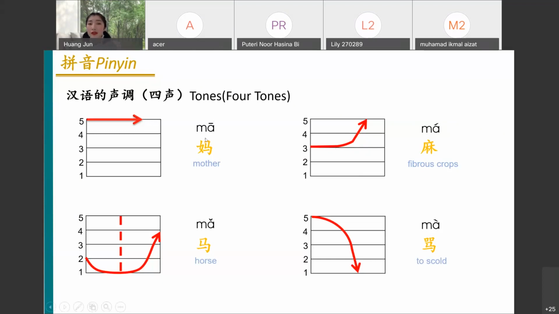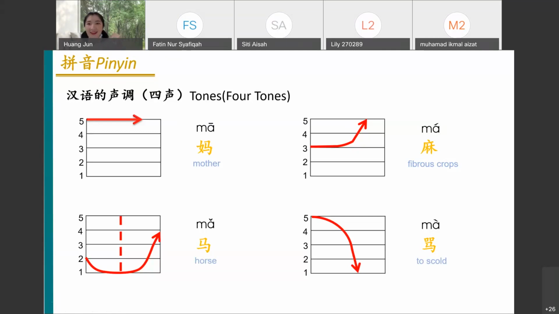So this time read after me again. Okay, we're starting with the first example here. Initial, final, and a tone. So listen carefully and read after me. Ma. Very good. The sound is very stable, okay? Ma. Very good. Then the second one, okay? Second tone here. Ma.